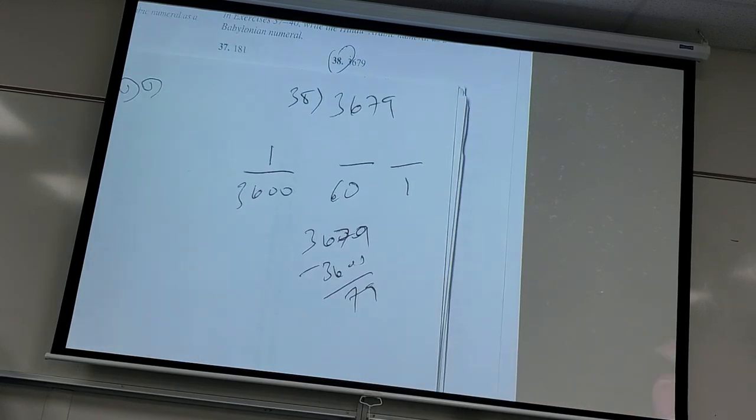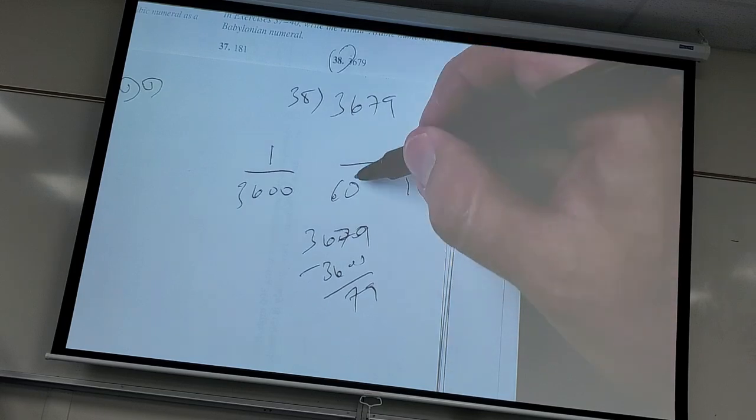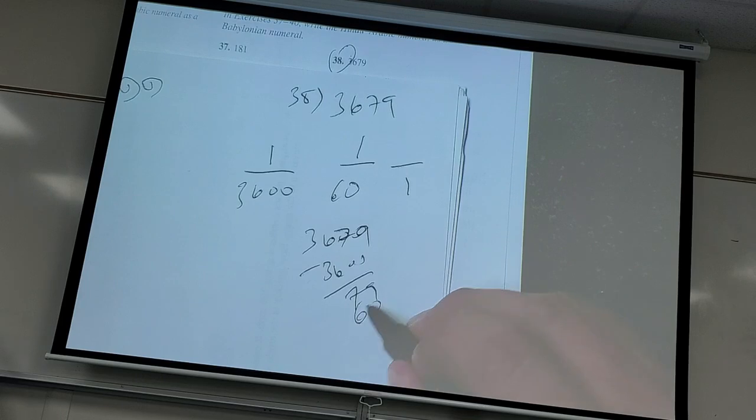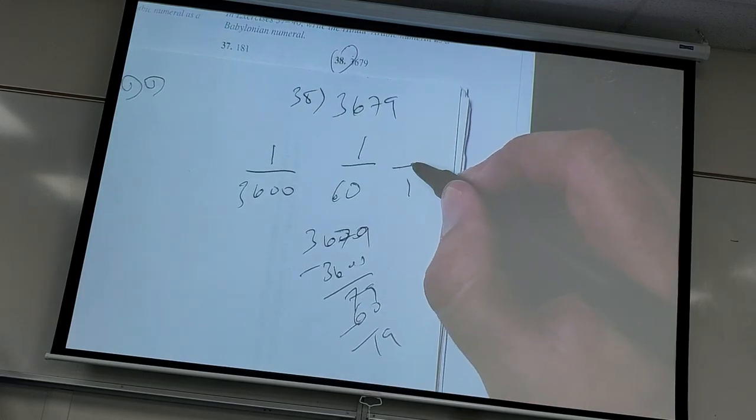79 left, right? What does this number do for me? What does this place do for me? It can take care of 160 of that. So now I've got 19 left, so now I've got to write a 19 here.